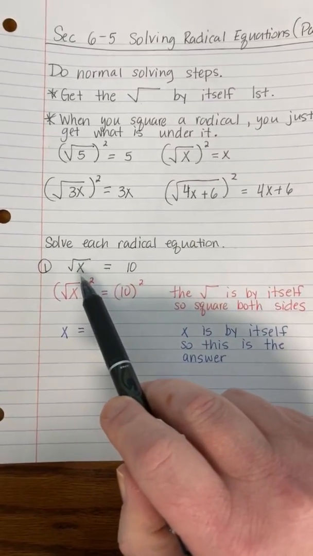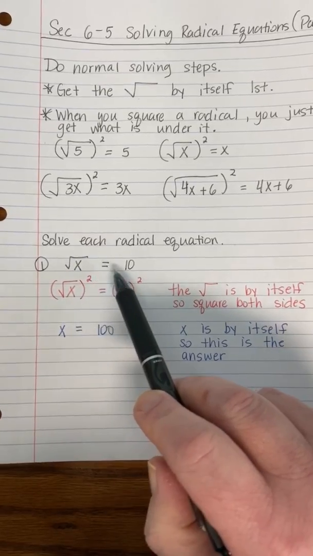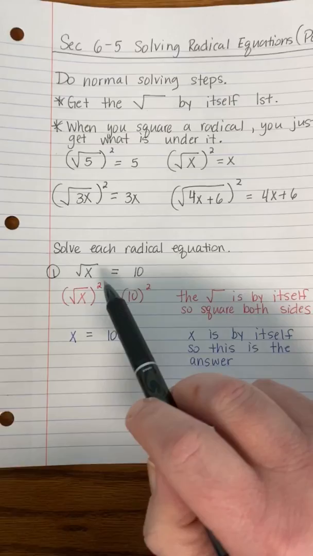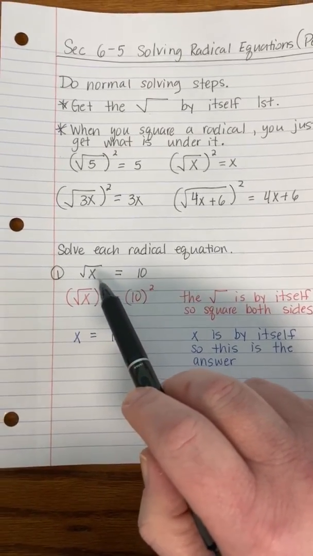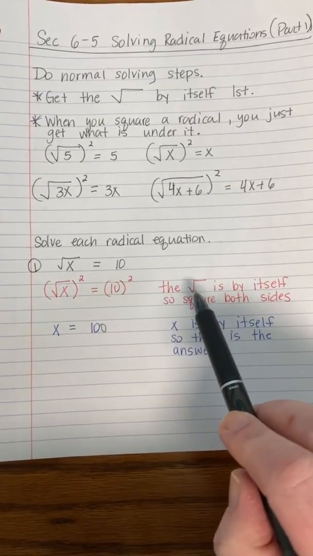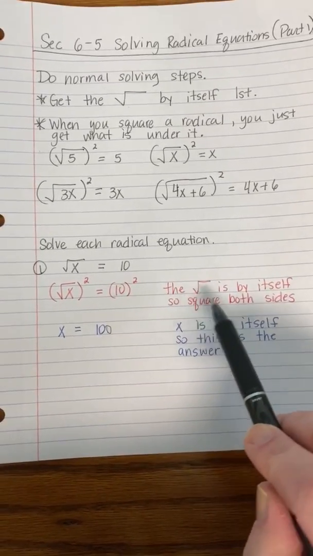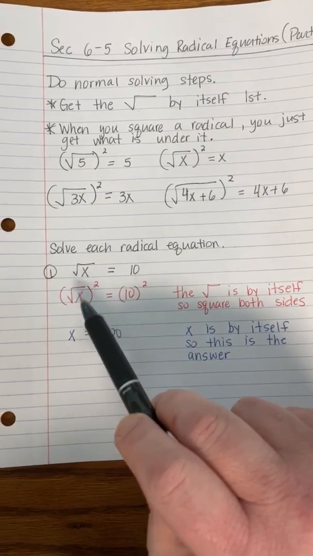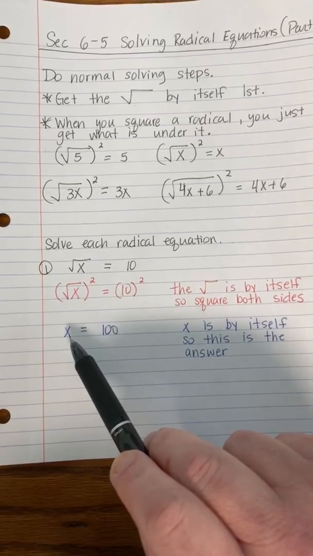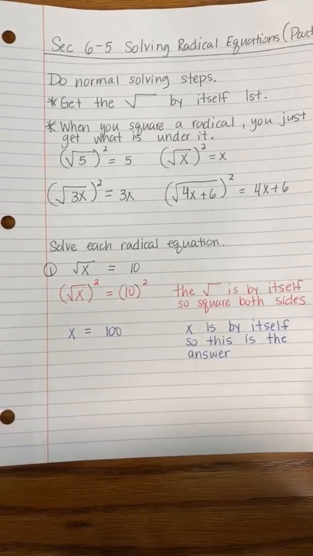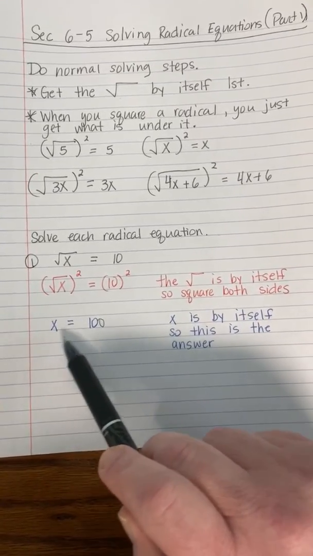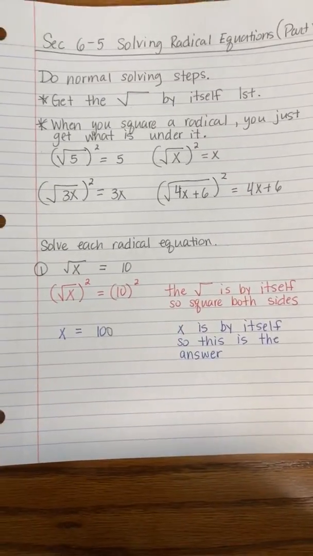So for number 1, my equation is the square root of x equals 10. So remember your first step, you've got to get the square root sign by itself. Well, if you look down here, the square root sign is by itself, so I don't have to do anything. So I can go straight to the squaring both sides step. So since the square root sign is by itself, I square both sides. All right, so square, square. So the square root of x squared is just x, and then 10 squared is 100. And then at this point, since x is by itself, I don't have to do anything else, so that's just my answer. X equals 100. That was an easy one.